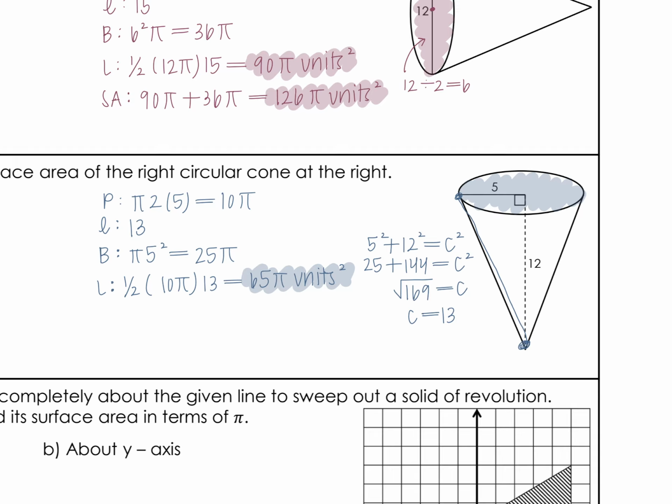Okay, and then for my surface area, I'm going to take that 65 pi. I'm going to add to it that 25 pi I got for the area of the base. When you add those two together, you should get 90 pi units squared.